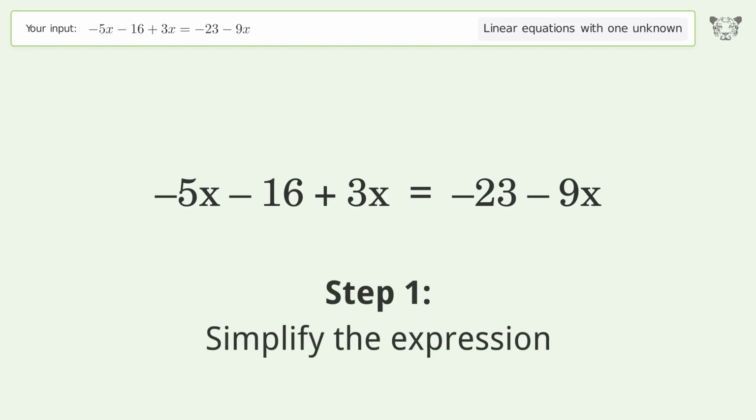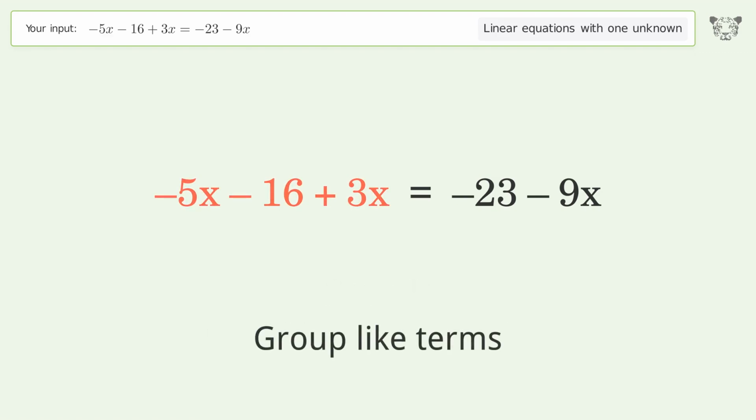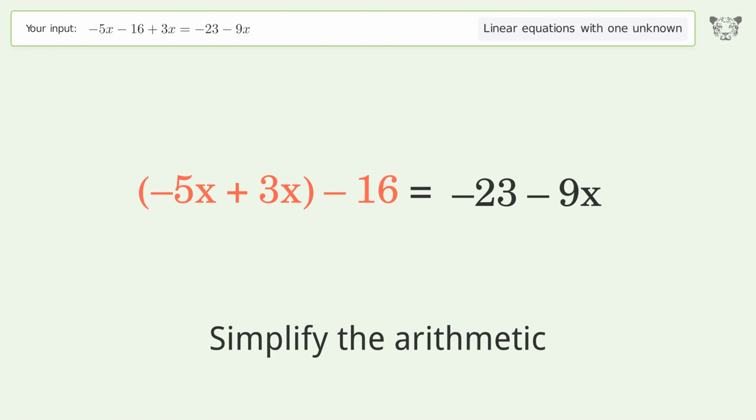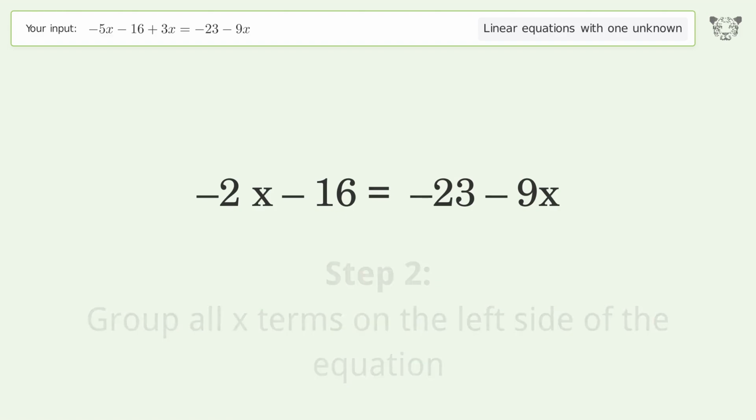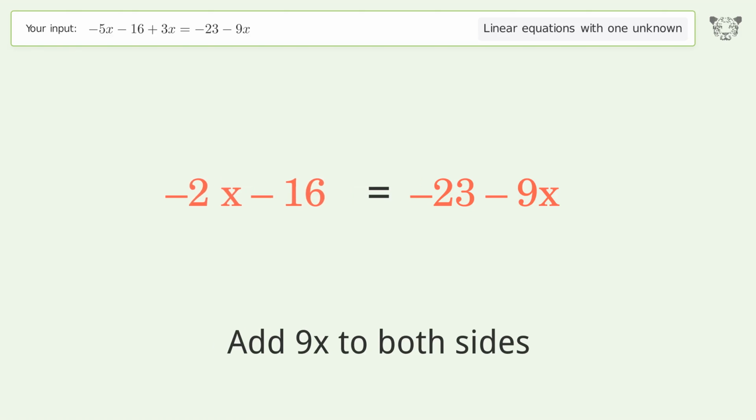Simplify the expression. Group like terms. Simplify the arithmetic. Group all x terms on the left side of the equation. Add 9x to both sides.